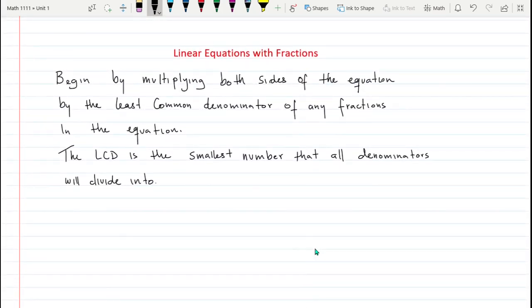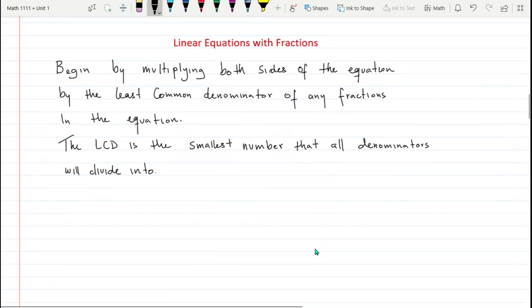The next thing that we want to talk about is linear equations with fractions. Anything that has fractions tends to scare a lot of people, but let's try to get this idea down and it'll help us become better equation solvers. The idea here is to begin by multiplying both sides of the equation by the least common denominator of any fractions in the equation. The least common denominator, or LCD, is the smallest number that all denominators will divide into.